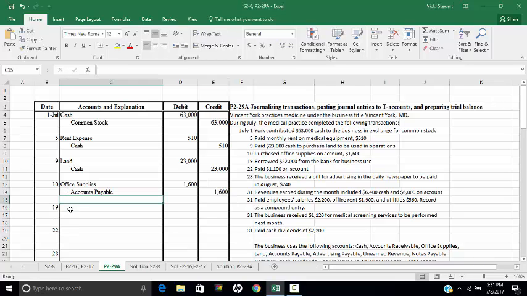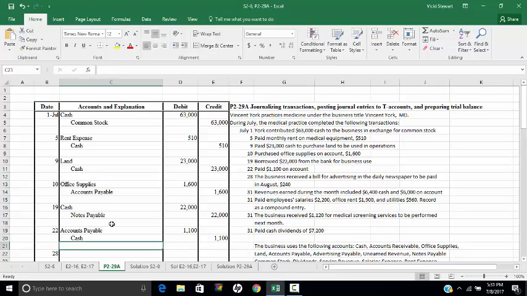Then on the 19th, it says that we borrowed $22,000 from the bank for business use, so we received $22,000, and we're going to have to sign, I'm sure, a notes payable to pay the bank back for that amount in the future. On the 22nd, it said that we paid $1,100 on account, so now we're reducing our accounts payable for $1,100, and we credit cash for the same amount.